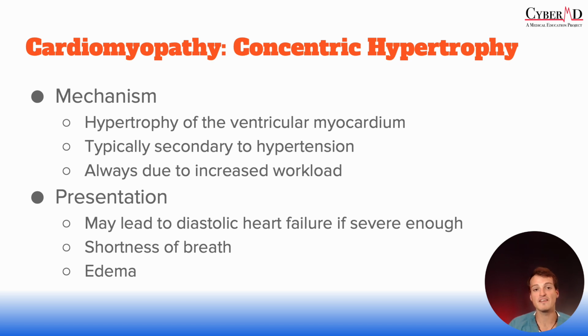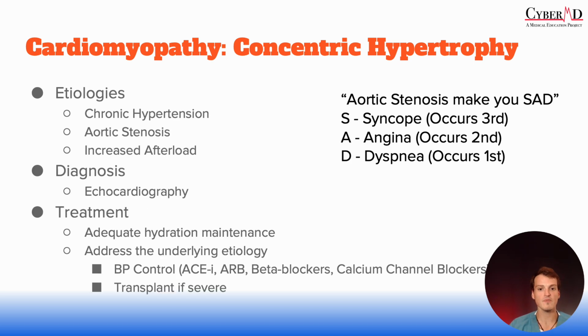And so if this is left unchecked, this diastolic dysfunction can progress to heart failure as well, because now we can squeeze the blood out, but there's not enough blood squeezing out. And so the primary culprits behind this concentric hypertrophy include, again, chronic hypertension and chronic aortic stenosis. Both of those conditions increase that afterload and the resistance that the heart has to overcome in order to eject blood.